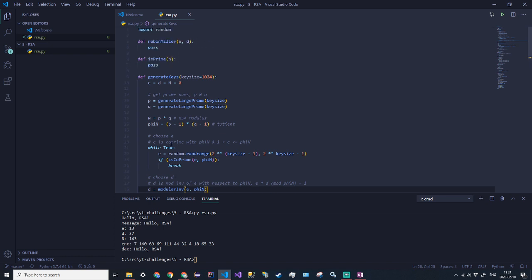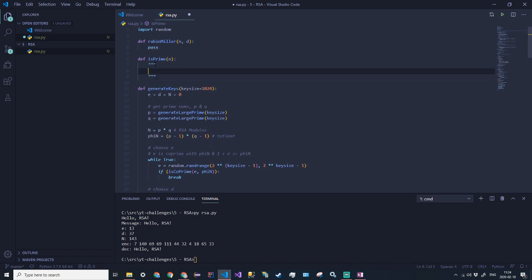And now we want to get into the test. So I'll start with a simple prime test, and then I'll go to the Rabin-Miller test, which will be more complex. So this will just be return true if n prime.